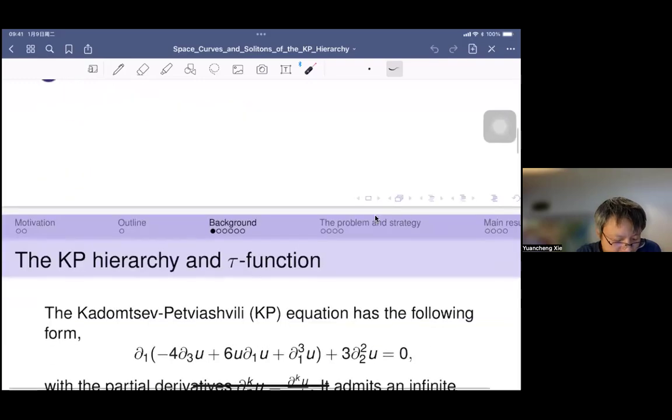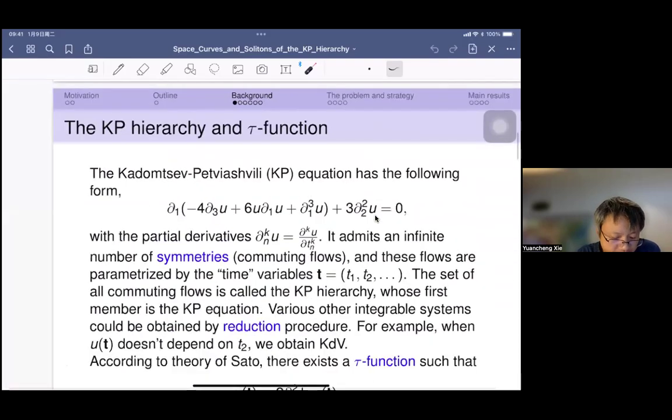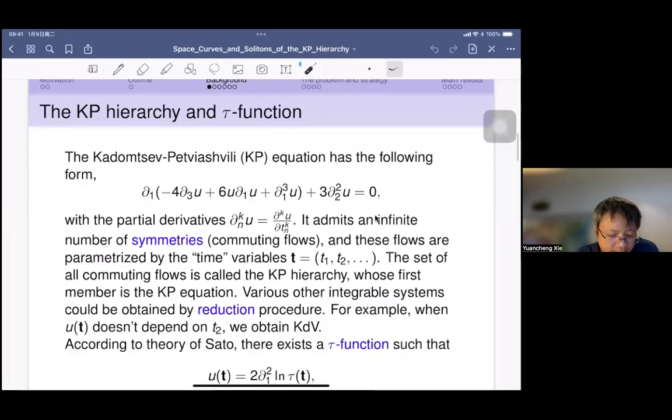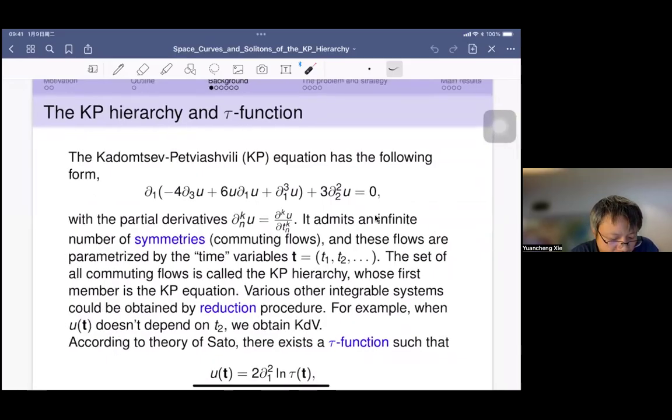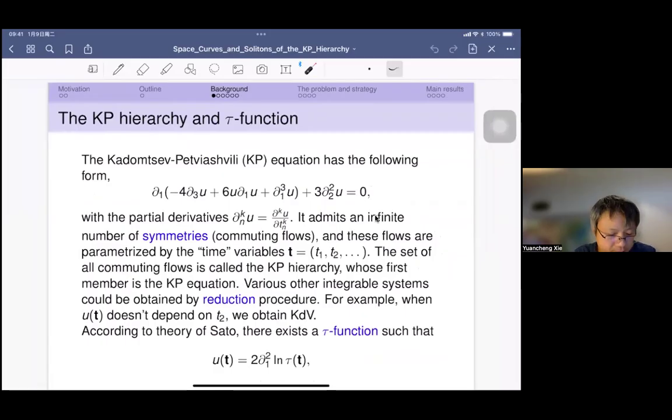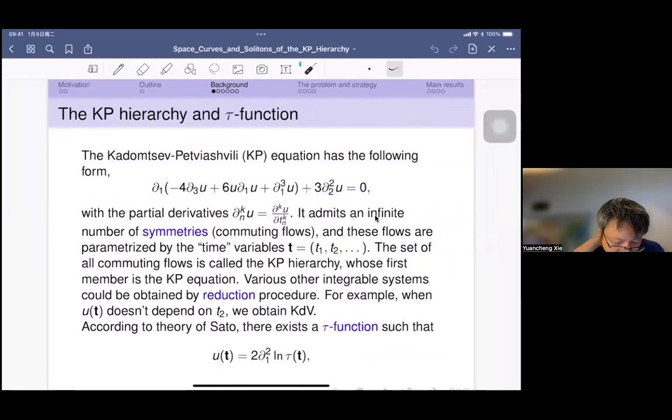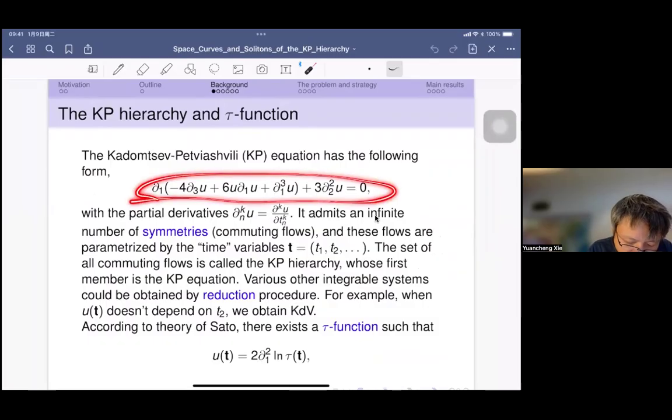So first, let me use a few slides to introduce the KP hierarchy. Many of you might already be very familiar with this theory, but I want to set the stage and give some background on how we consider this kind of problem. The KP equation is a nonlinear partial differential equation that has the following form.